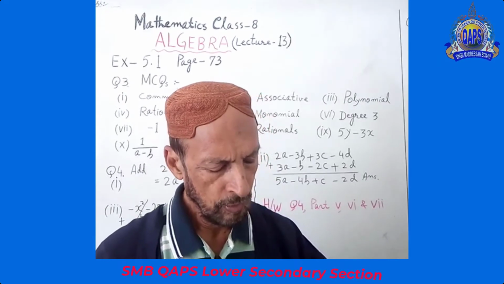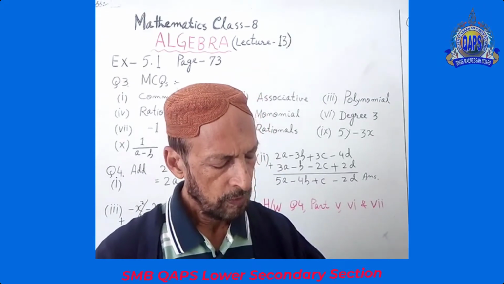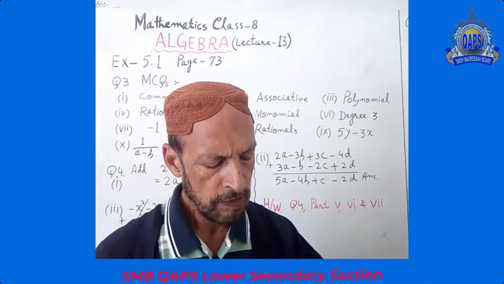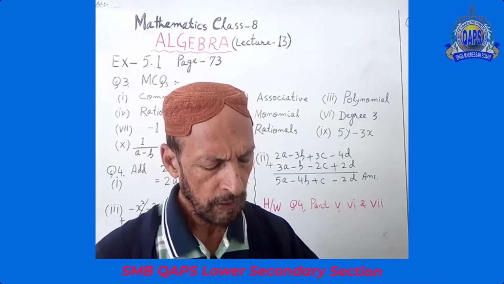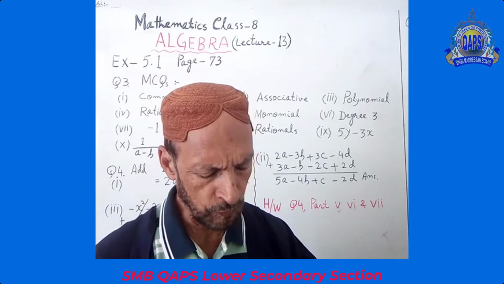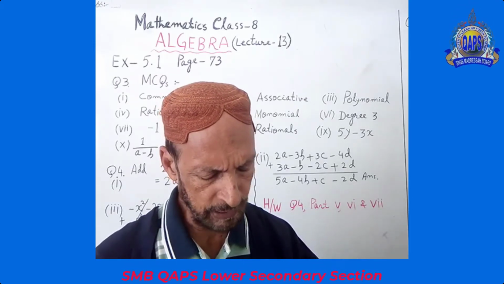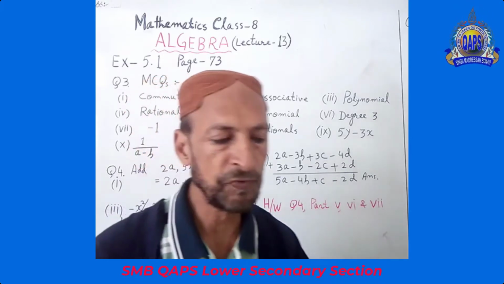Question: 6 multiplied by 7 is equal to 7 multiplied by 6. The property used is called dash property of multiplication. You see over here?